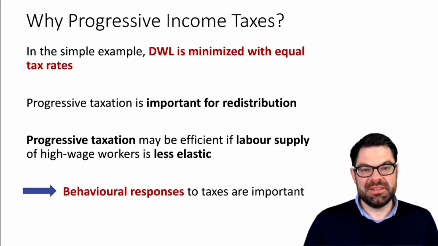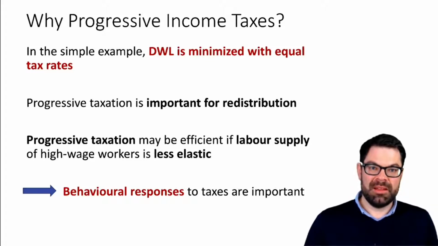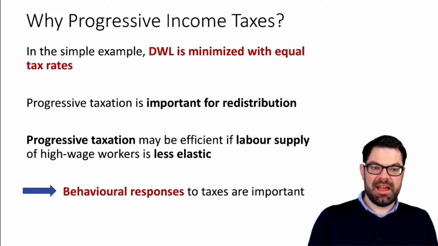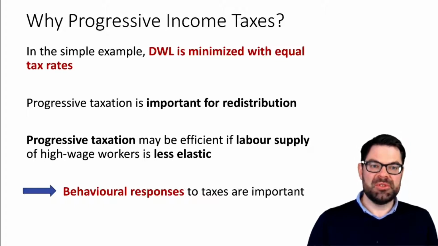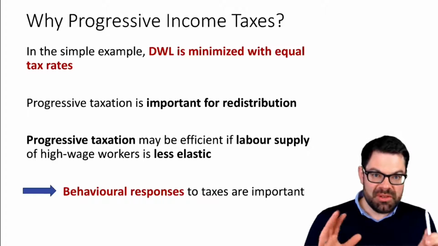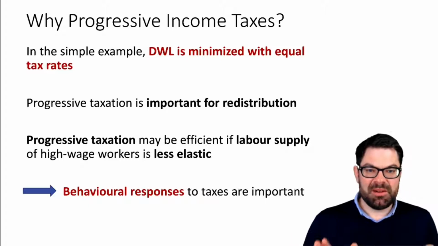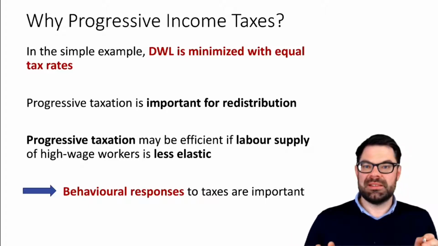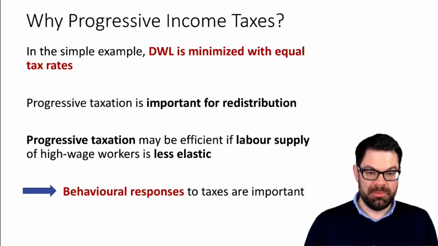Well, one reason is obviously that they are important for income redistribution. And if society places a high value on that, on income redistribution, then society may also be happy to incur those efficiency costs. But there is also another reason, which is that it may not necessarily be the case that it's actually as inefficient as the previous example has shown.